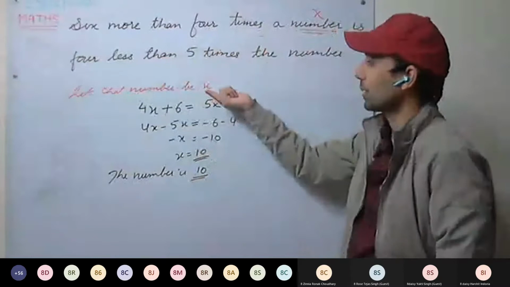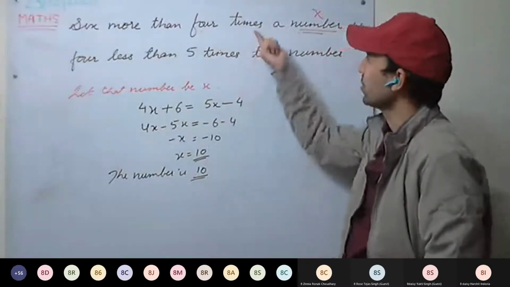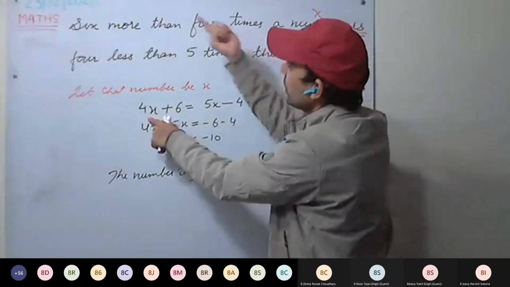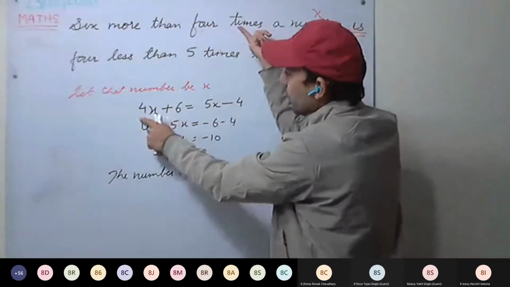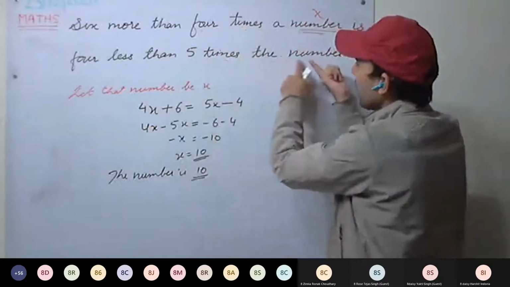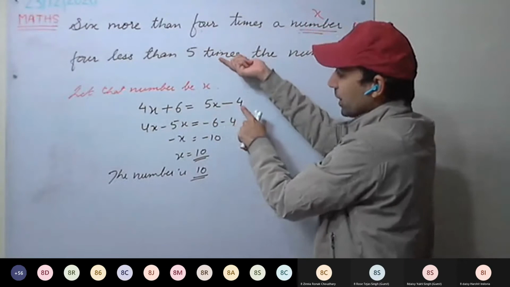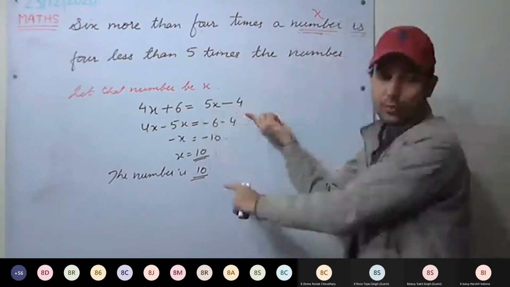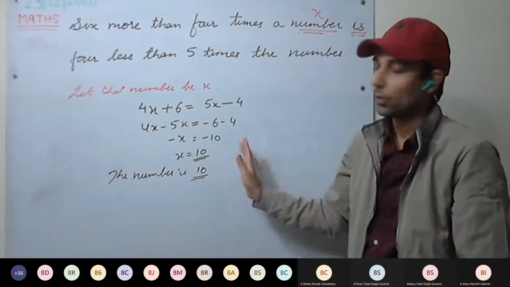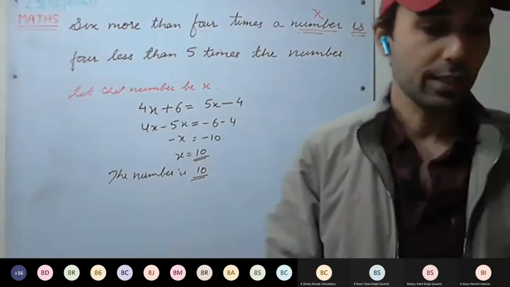Just we have to suppose that number. Let that number be x. Now write the equation from words. 4 times the number: 4x. 6 more than 4 times the number. Now 4 less than 5 times the number: 5x minus 4. Equation we got. We have to solve the equation. Then write at last: the number is 10. That's it. No more equation, no more words, no more language. Okay, this is fine.